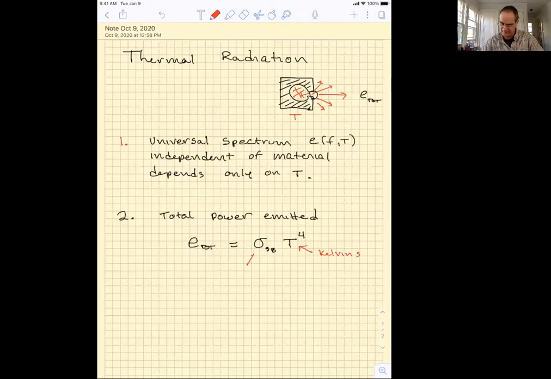And the Stefan-Boltzmann constant has the following value. It's the easiest constant to remember. It's 5.67 times 10 to the minus 8 watts per meter squared, Kelvin to the fourth. And so you can see that the emittance here, the total power emitted per unit area, has units of watts per meter squared.